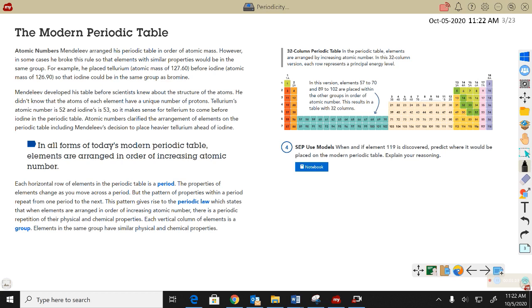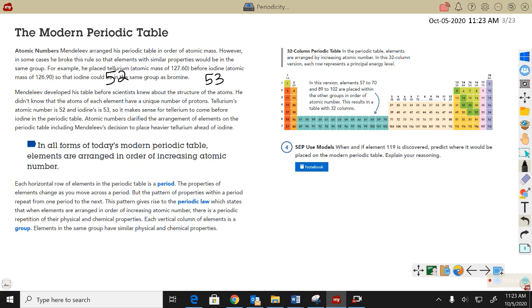For example, from tellurium to iodine, number 52 to 53, the mass actually goes down just a tiny bit. And it's because of neutrons. The atomic number goes up by 1. Tellurium is element 52, and iodine is element 53. It's just that there's a little bit less neutrons in most atoms of iodine. So the mass drops just a little bit.